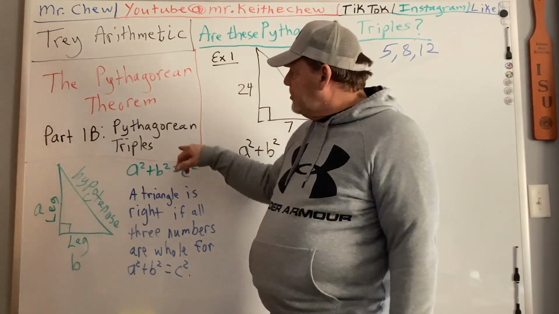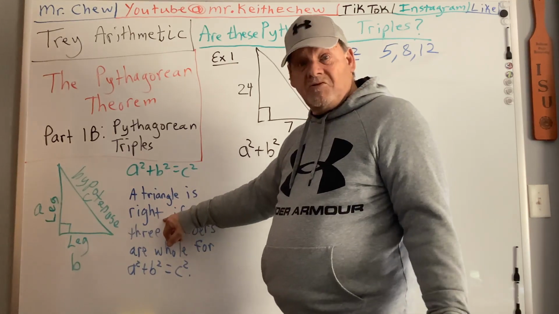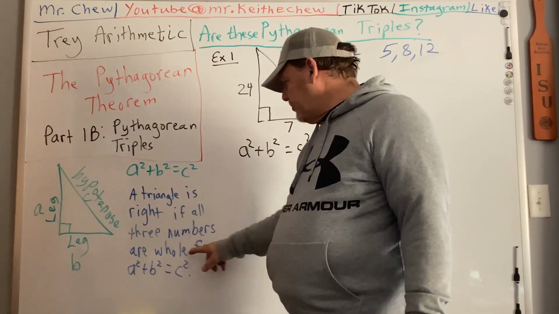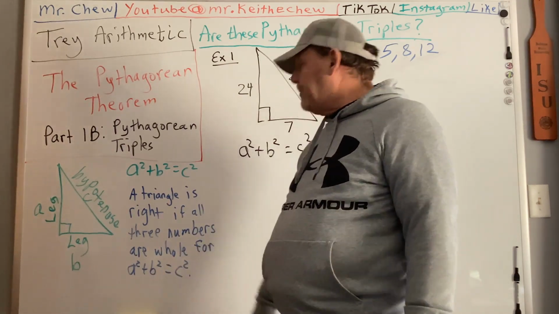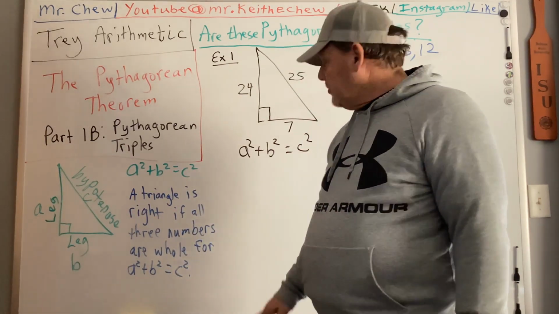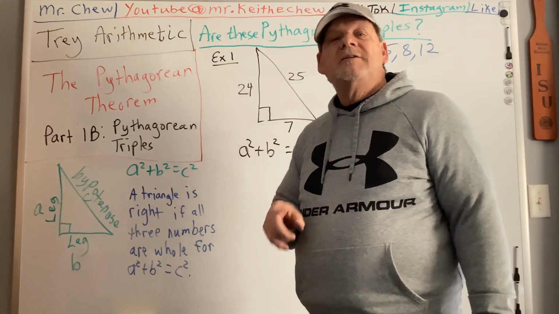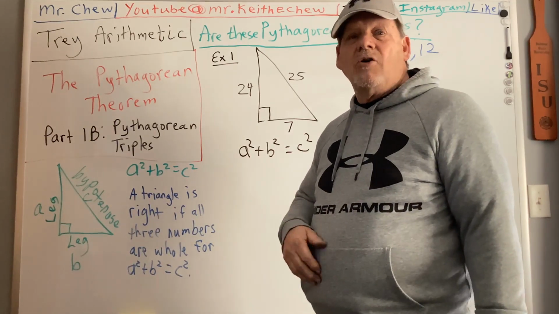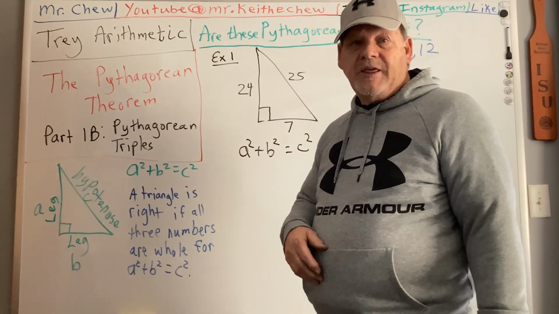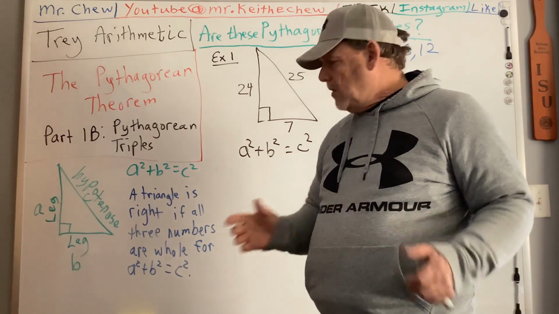So here is the new part. A triangle is a right triangle if all three numbers are whole whenever we substitute them in a squared plus b squared equals c squared. So now we're plugging in numbers that we know to say, is it a right triangle? When you get into geometry, that's called the converse of the Pythagorean Theorem, and you also use it in geometric proofs. So all these things go together.